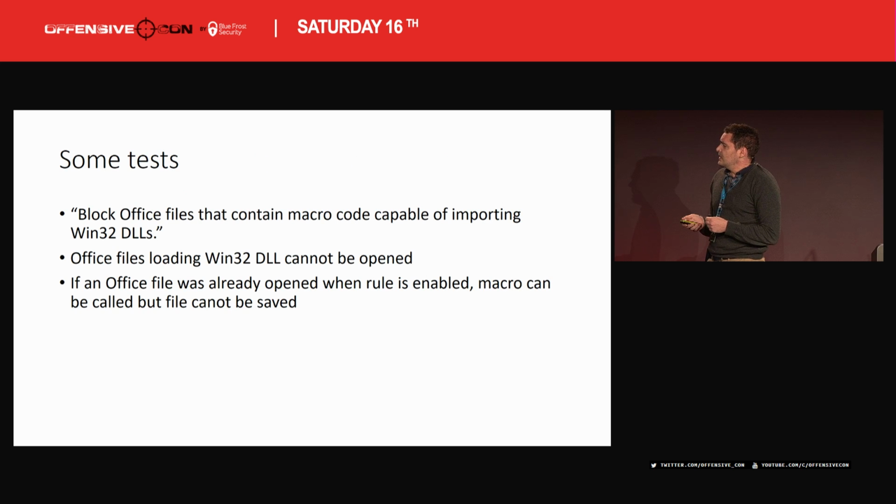Now, this rule behaves in a bit of a strange fashion. For example, if you have a document which is called Win32 DLL, you won't be able to open it. It's not just at the macro execution that it will be blocked. You cannot just open the document. If the document is already open, you can execute the macro, but you will not be able to save the document. So when you think about that, you guess, okay, so this is static analysis, not dynamic. So you can find a way to bypass that easily.